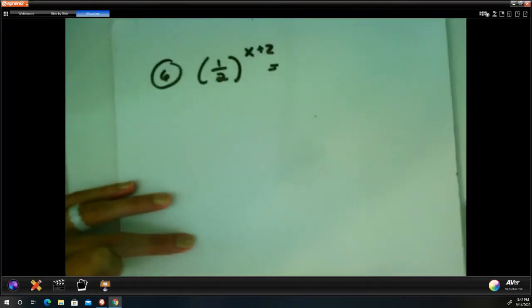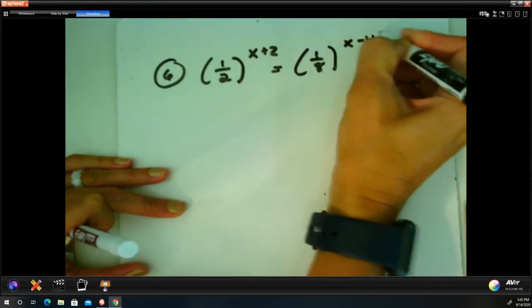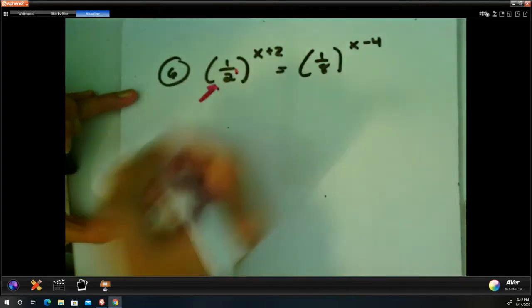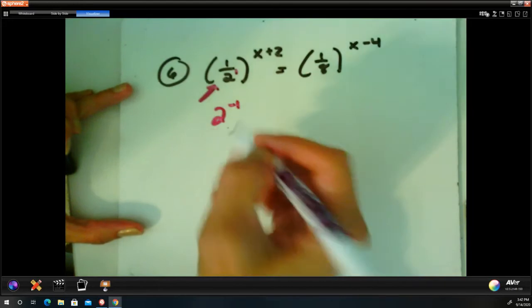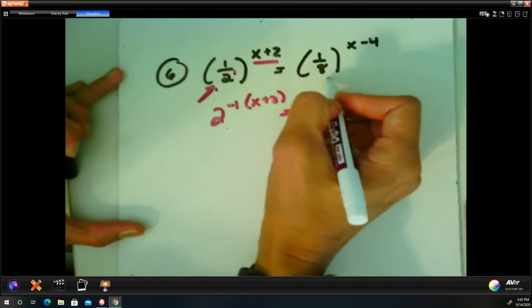All right, let's look at the last one, which is number 6, which looks super confusing just because there are 2 fractions. So can you see what I'm writing? Yes. 1/2 to the x plus 2 equals 1/8 to the x minus 4. Okay, so if there is a fraction, that's just meaning that this is 2 to the negative 1, and then I have the x plus 2. That was already there.